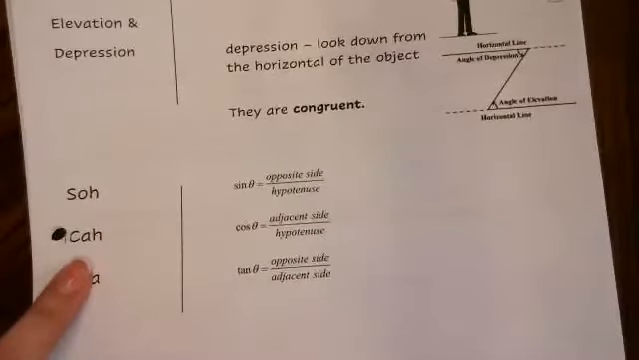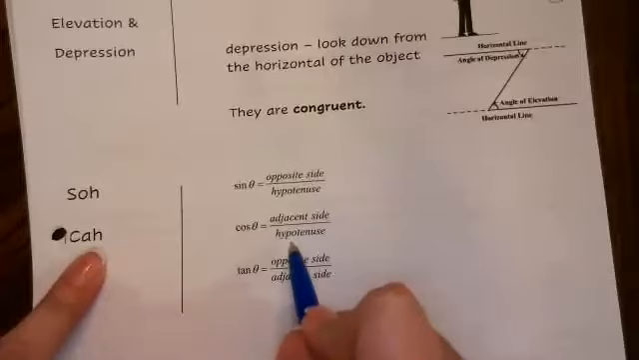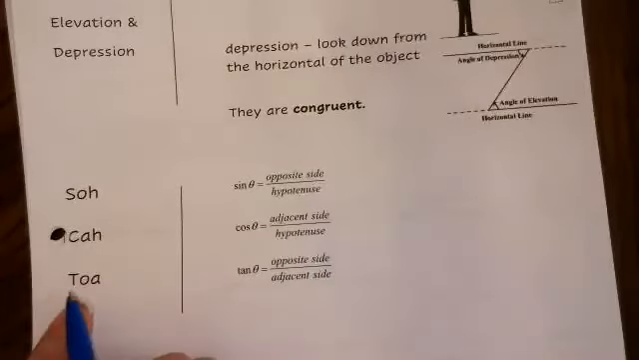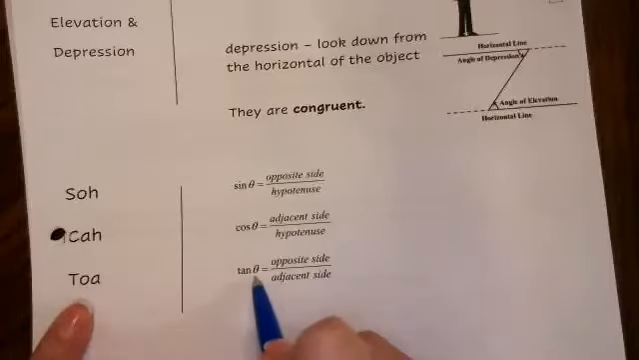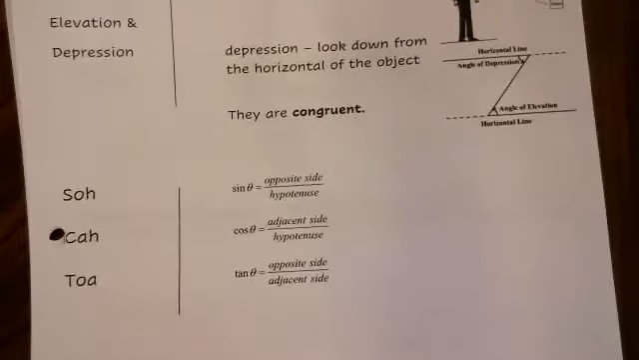CAH stands for cosine, adjacent, and hypotenuse. So the cosine of theta is the adjacent side over the hypotenuse. And then TOA is our tangent, which is opposite over adjacent. So tangent of theta is equal to opposite over adjacent. Those are the ratios that we find when we do our sine, cosine, and tangent.